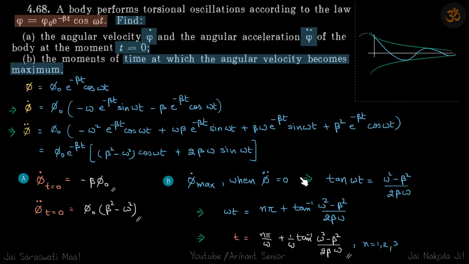So when you put the value of phi double dot 0, the answer you are going to get is when this term becomes 0, that is tan omega t is beta square minus omega square by 2 beta omega. So from here we get omega t is equal to n pi plus tan inverse of this, or at times of t is equal to n pi by omega plus 1 by omega tan inverse omega square minus beta square by 2 beta omega. So these are the points when the slope reaches its peak values. So you can just put the values of n is equal to 1 to 3, and that will give our answers. All right.